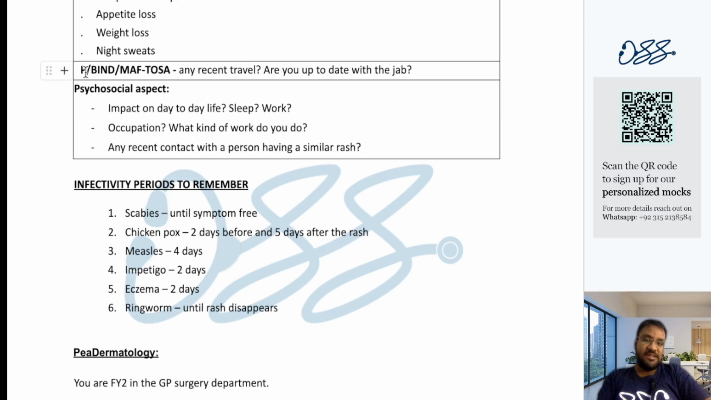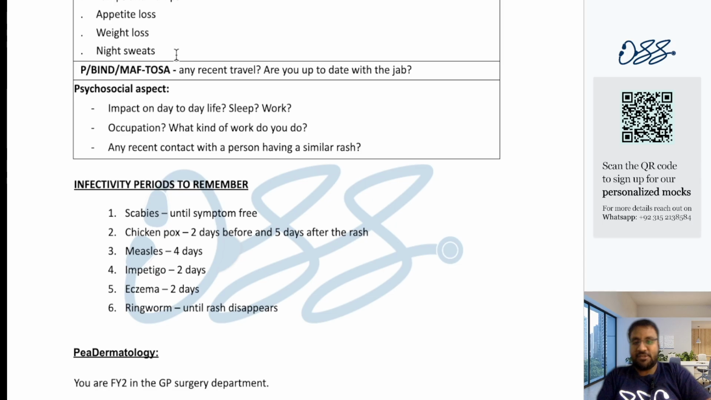Okay, and then after you're done with the third layer, comes the fourth layer. Okay, so I have mentioned it as P slash BIND slash MAFTOSA. Okay, and why have I written it down like this? Because P stands for the past medical illness. Okay, it needs to be asked nevertheless. Okay, but let's say if it's a pediatric case, then you gotta do the BIND, that is the birth, immunization, nutrition and development and dehydration. Okay, and then if it's a pediatric case, you're going to do MAF only. All right, and if it's a full adult case, then you're going to do the MAFTOSA, the entire MAFTOSA. Okay, so it depends.